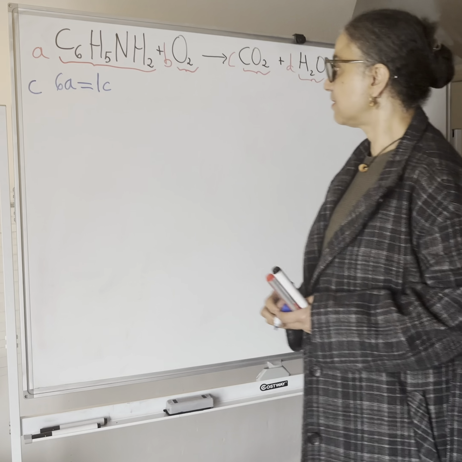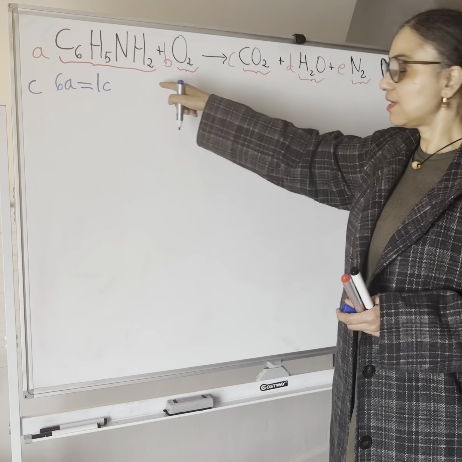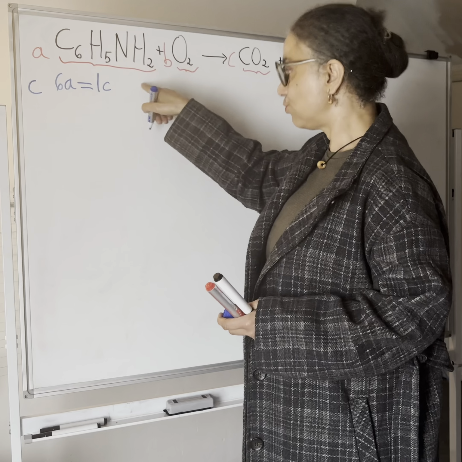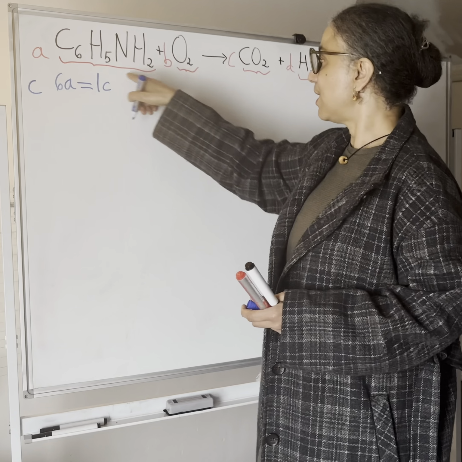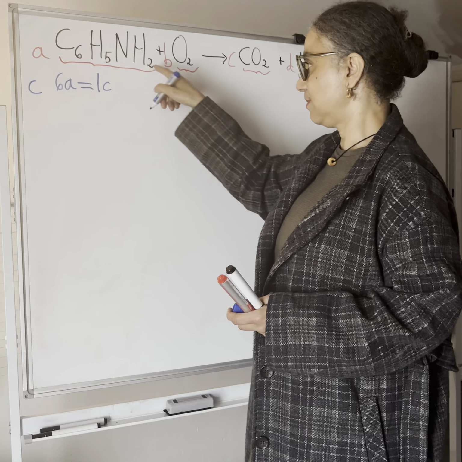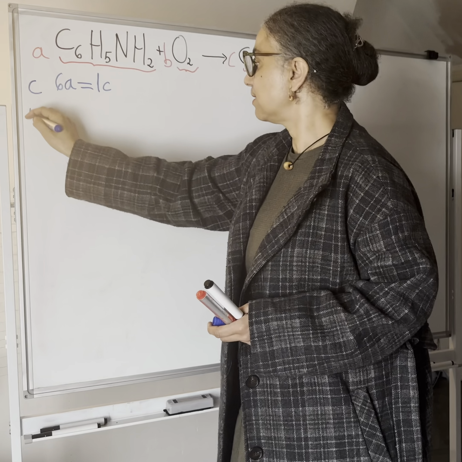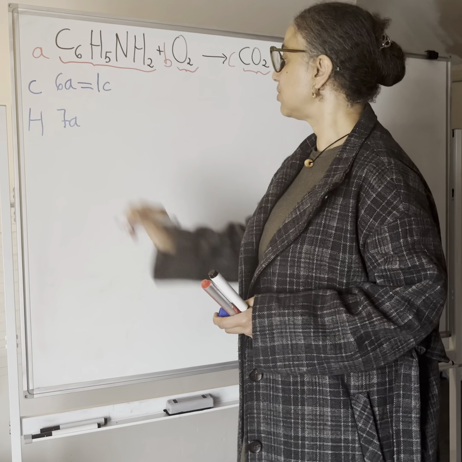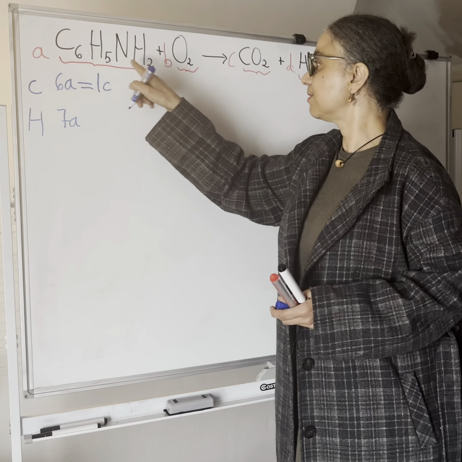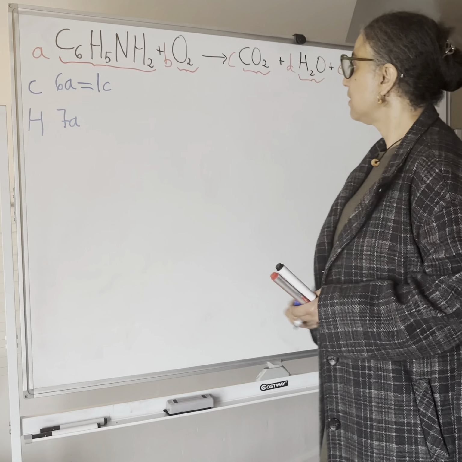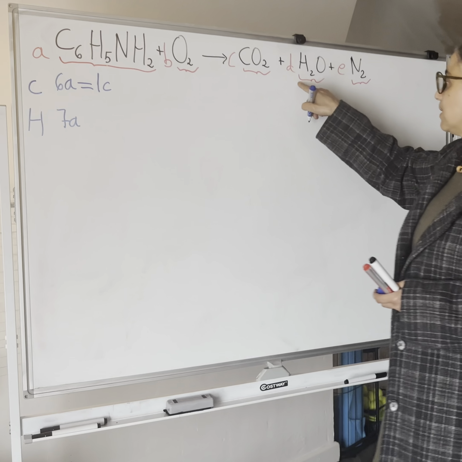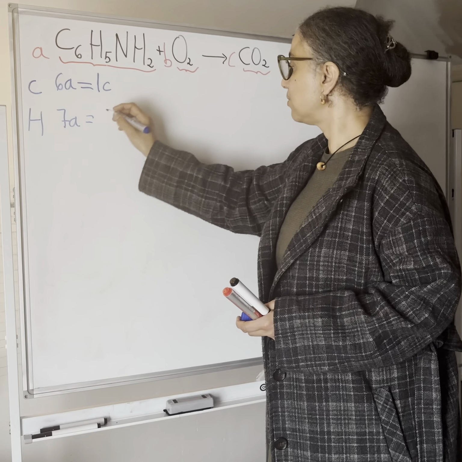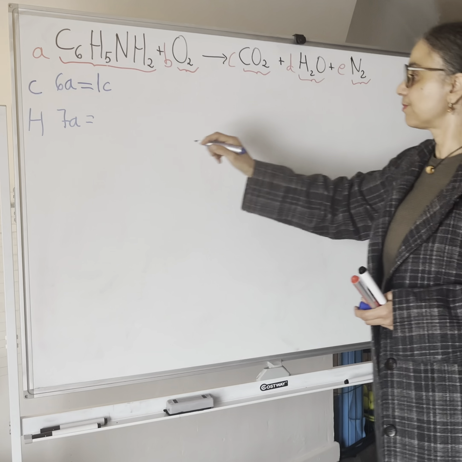Now we look at the next element, which is hydrogen. In the molecule of aniline, we have 5 plus 2 hydrogens on the same molecule. We can add them up together, so this gives us 7 hydrogens, 7A. So no more hydrogens here. Now we look to the product side. We have 2 hydrogens here, so this will give us 2D.